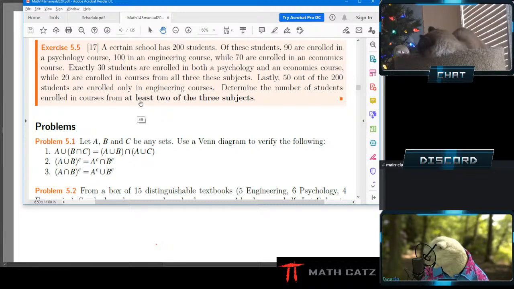7 minutes, easy, easy. A certain school has 200 students. Of these students, 90 are enrolled in a psychology course, 100 in an engineering course, 70 are enrolled in an economics course. Exactly 30 students are enrolled in both psychology and economics. 20 are enrolled in courses from all 3 subjects. Lastly, 50 out of the 200 students are enrolled only in engineering.